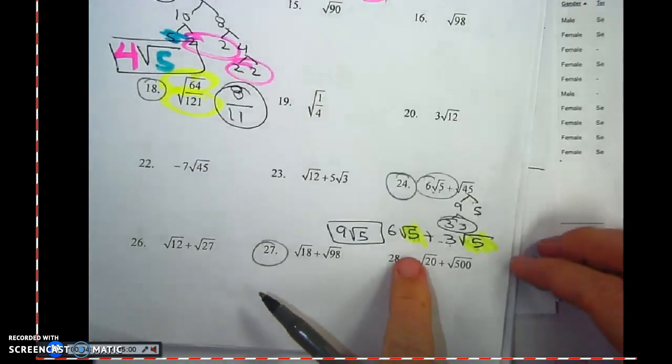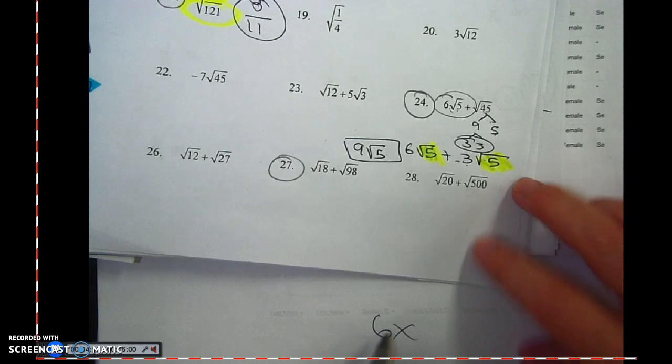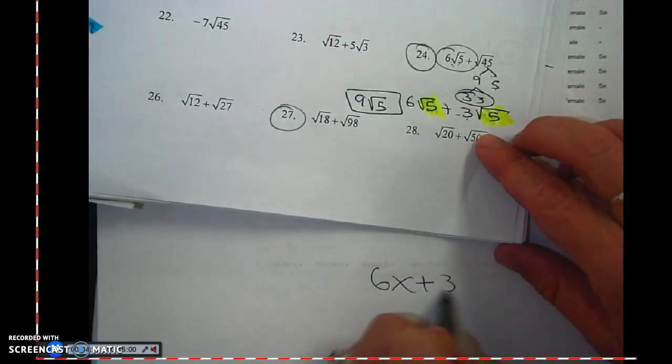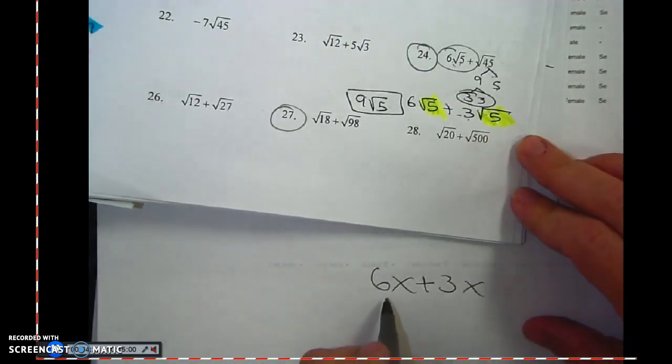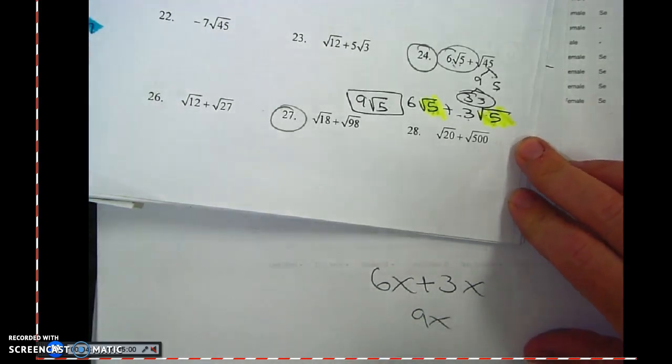Now, I understand how that can be difficult. I want you to think about 6 rad 5 as 6x, and think of 3 rad 5 as 3x. Well, what's 6x plus 3x? 9x. So that might make it easier to understand.